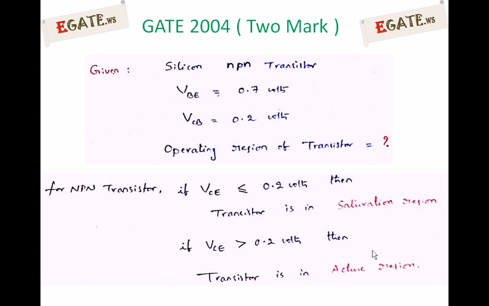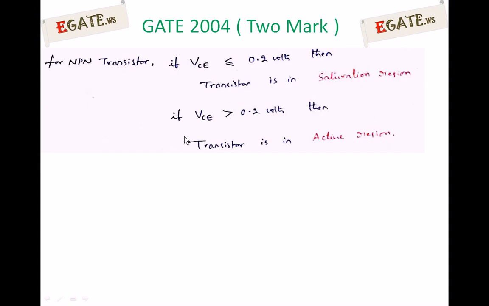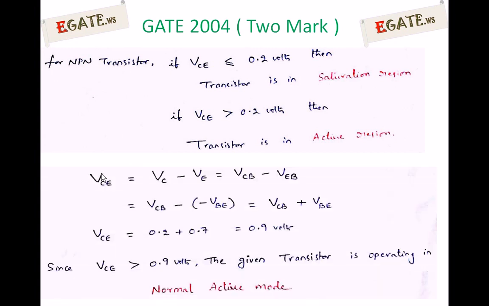So we need to calculate VCE. This is what we have seen: if VCE is less than 0.2 volts, it will be in saturation; if it is greater than 0.2 volts, it will be in active. So we need to calculate VCE for the given question.